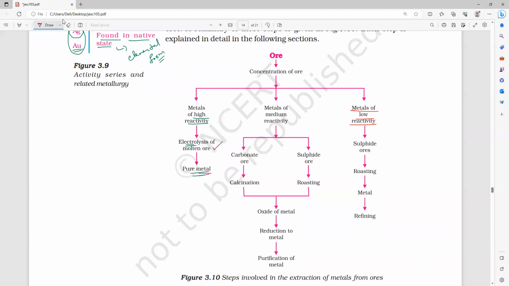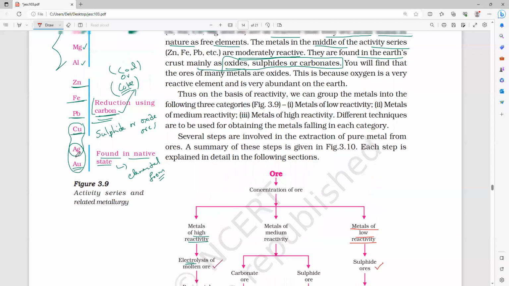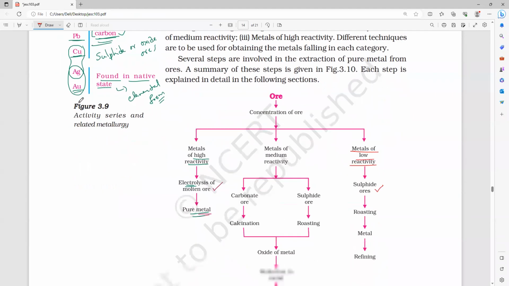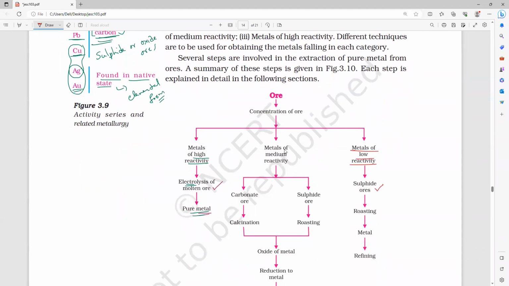And metals of low reactivity may be sulfide ores. Low reactivity, that's what we have written here. Who is that? Silver, copper, all these you can take. Sulfide ores. If they are sulfide ores, you have to undergo what? Roasting process.